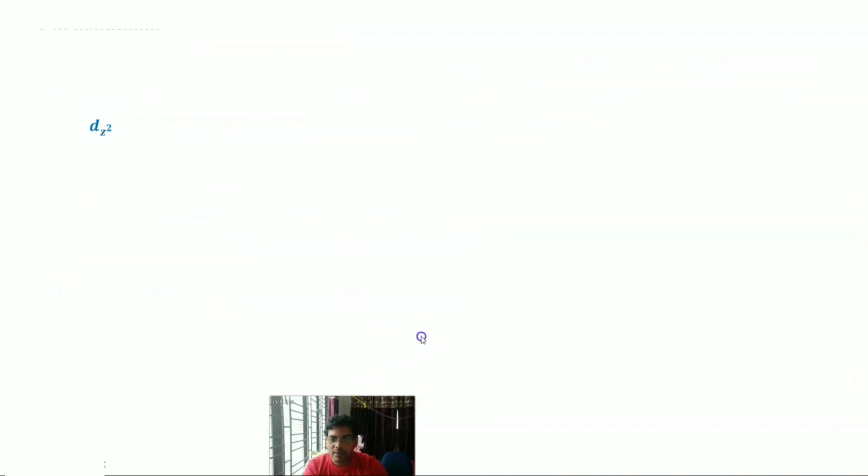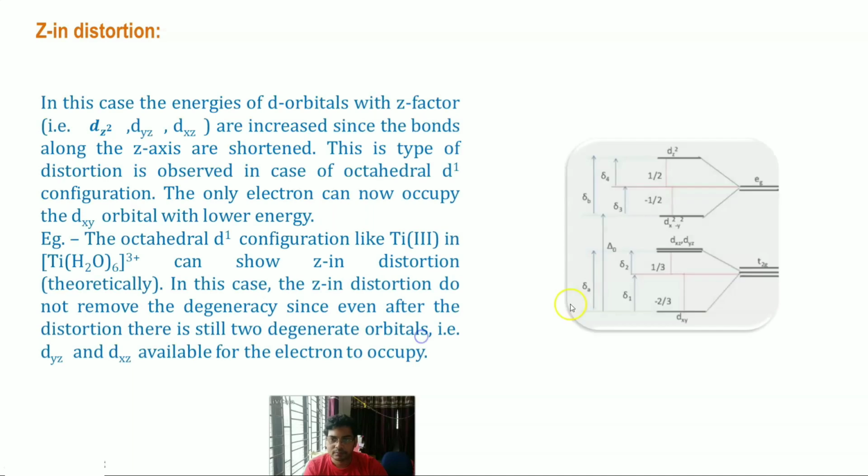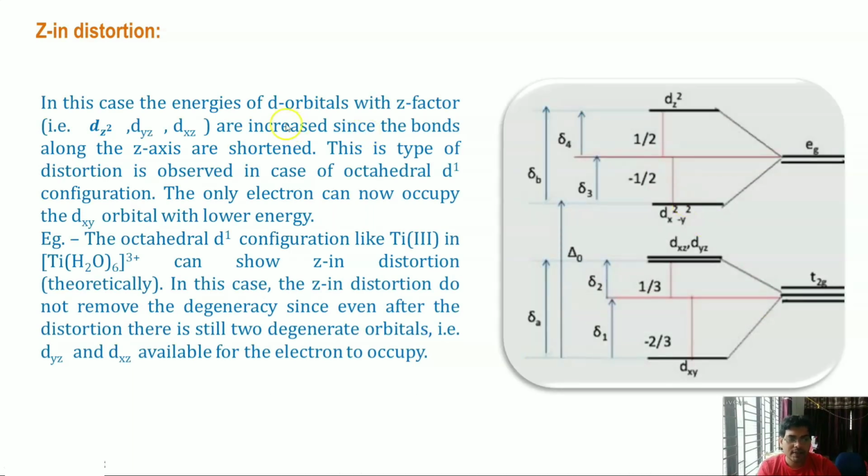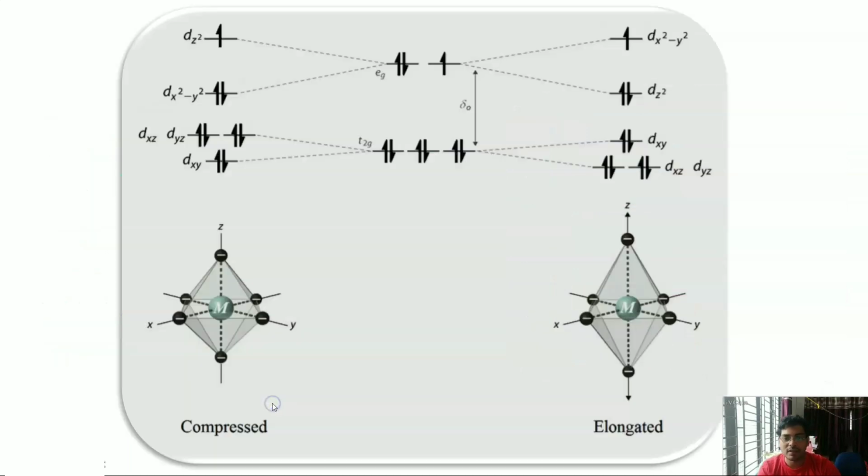Now z-in distortions. This is the reverse case of z-out distortions. In this case, the bonds along the x and y axes are elongated, or the bonds along the z axis are contracted or shortened. So orbitals with the z factor will be at a higher energy level. That's why z square gets a higher energy level, and again xz and yz get a higher energy level. These distortions are termed z-in distortions. So this is all about Jahn-Teller distortions.